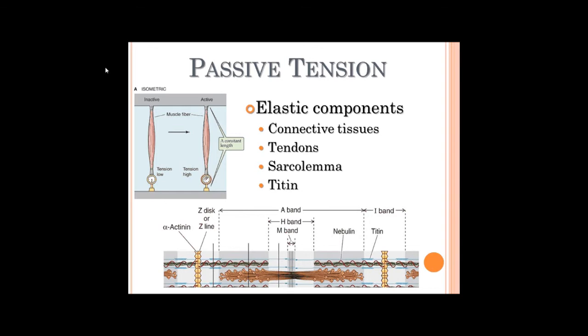In muscle, passive tension is the product of elastic components. These components include connective tissues, tendons which attach the muscle to bone, the sarcolemma which covers the muscle fibers, and titin, which is shown here in this magnified view of a sarcomere. Now titin serves two purposes. One, it helps maintain the integrity of the sarcomere, and it also helps to maintain the alignment between the thick and thin filaments.